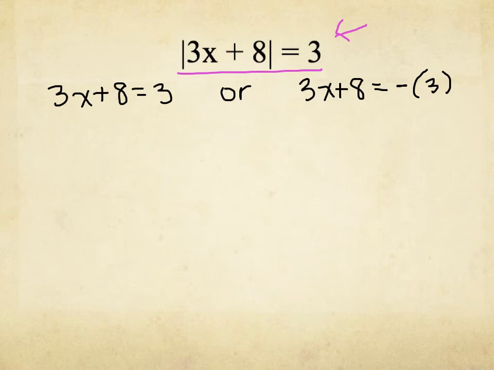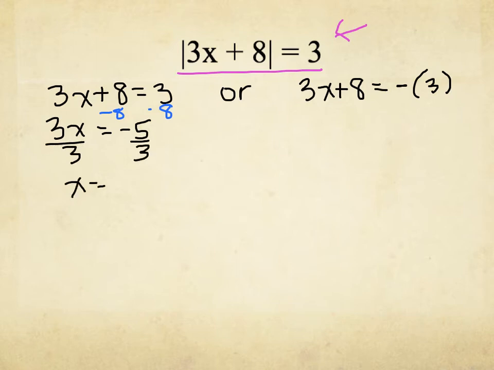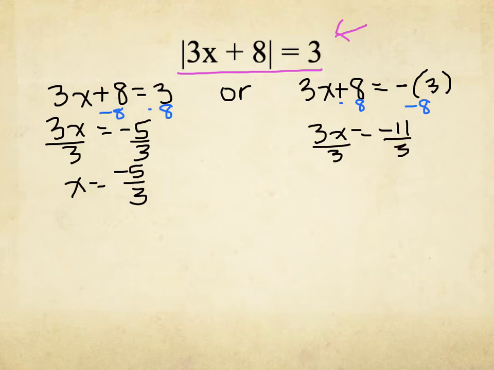Okay, now we solve. So 3x, we're going to subtract 8, equals negative 5. Divide by 3, and x equals negative 5/3. And here we have 3x, I'm going to subtract 8, and I get 3x equals negative 11. Divide both sides by 3. x equals negative 11 thirds.